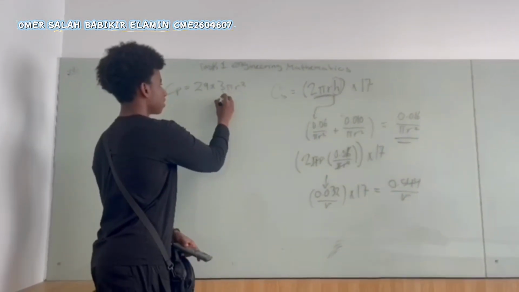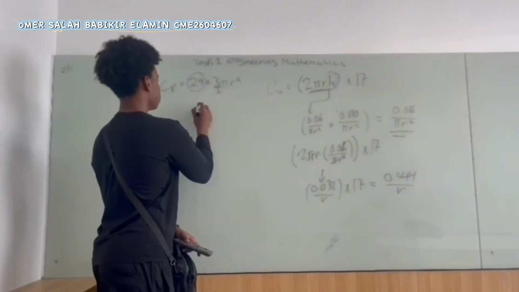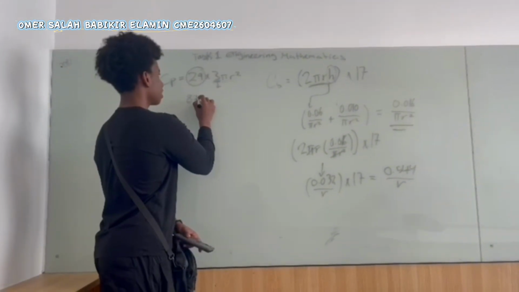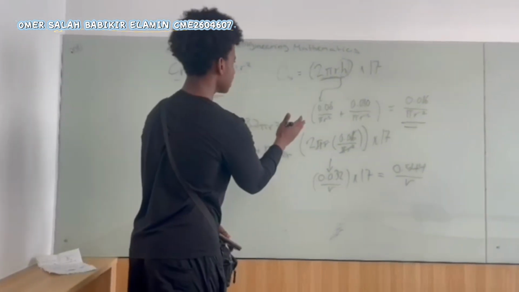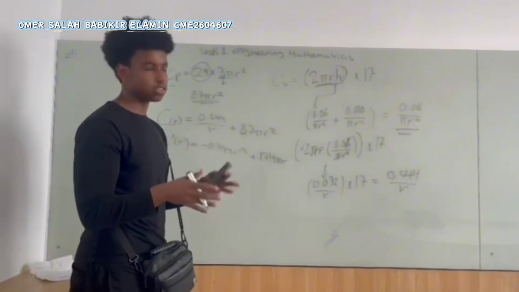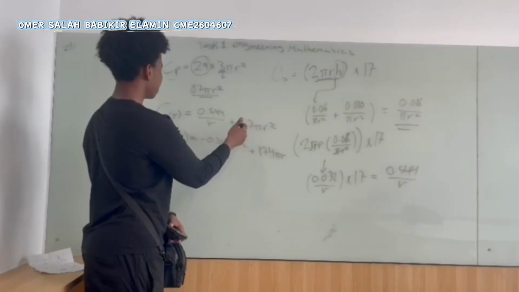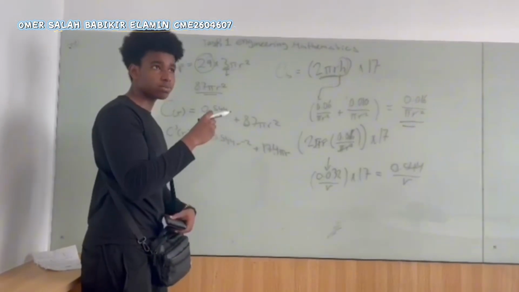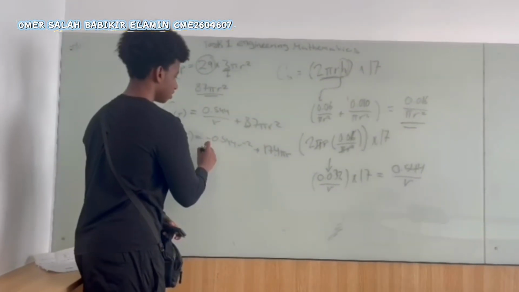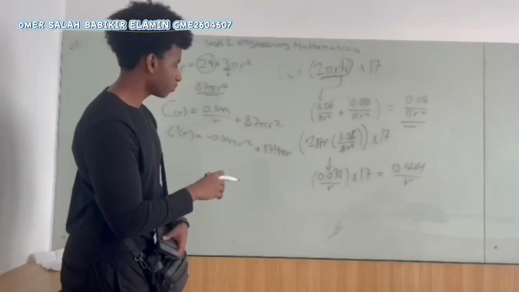Now since we have 3 circles, we're going to multiply the cost by 3, which will give us 87 pi r squared. Now that we found Cp and Cs, we will have to add them up to find the total cost. So which is going to give us 0.544 r Cs plus the equation of Cp, 87 pi r squared. And we differentiate it to find the absolute cheapest cost, which is going to give us minus 0.544 r to the power of minus 2 plus 174 pi r.